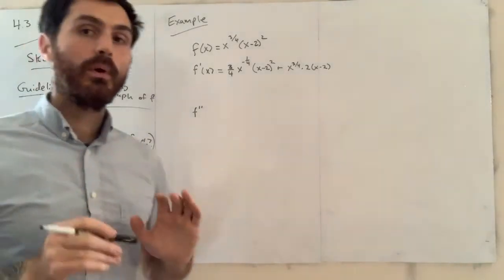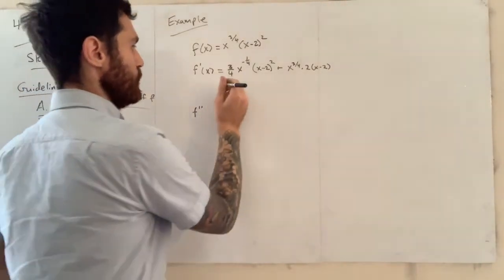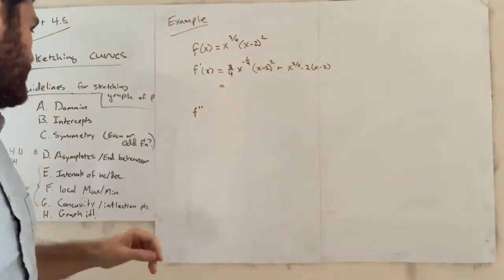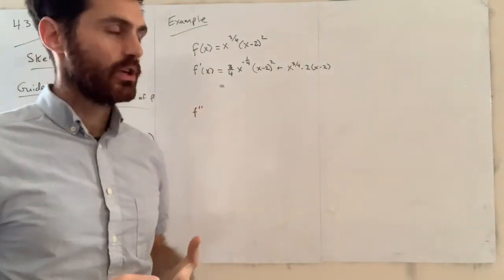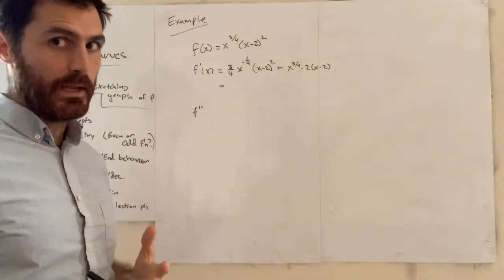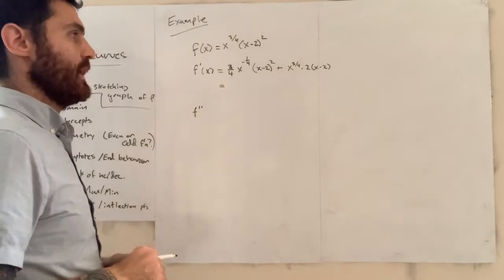All right, before we move any further, I'm going to simplify this. And the reason I'm going to simplify it is because I'm going to need to solve for zeros of this equation. I'm going to need to take the next derivative, and it's a little bit easier to take when it's simplified. So let's go ahead and do that.